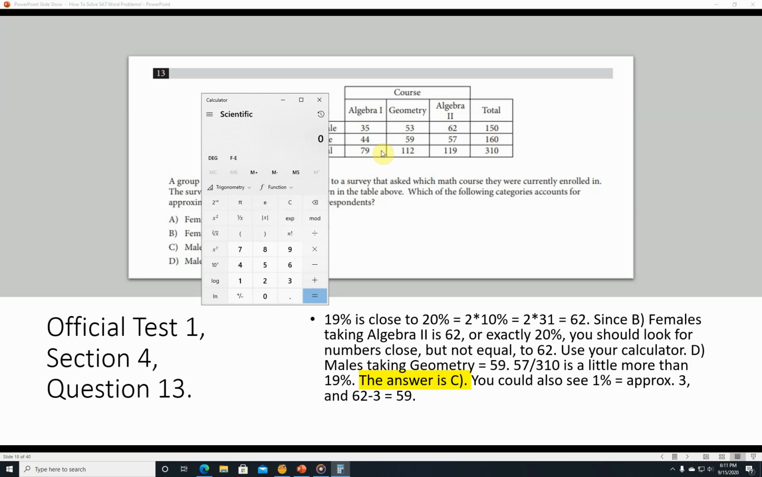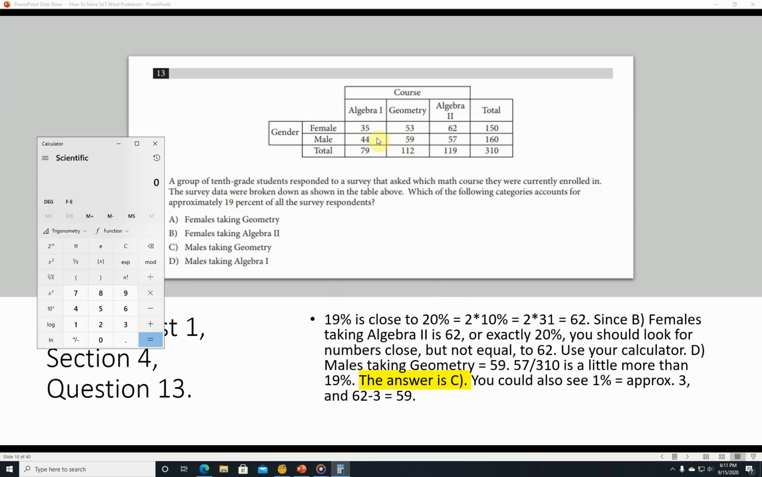So that's one way to do it, just kind of brute force it once you realize that 59 and 57 have to be close. And you get that the answer is 59, which is choice C, because it's male and it's taking geometry, so that's going to be the right answer.